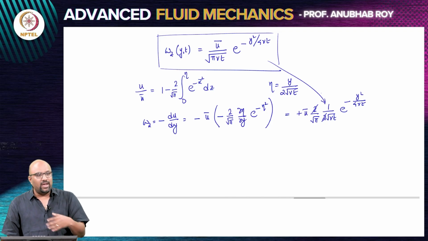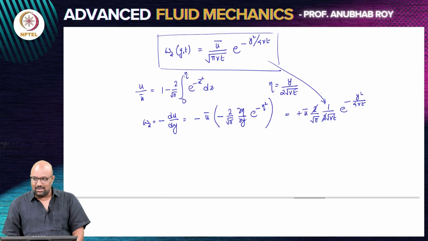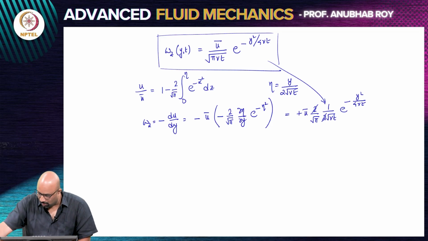So there is another way of thinking of this particular problem. You can think of this problem as momentum being diffused from the plate to the fluid. You can also think of this problem as diffusion of a vortex sheet. And this then becomes quite interesting because you don't need to necessarily think of this as an impulsively pulled plate problem.